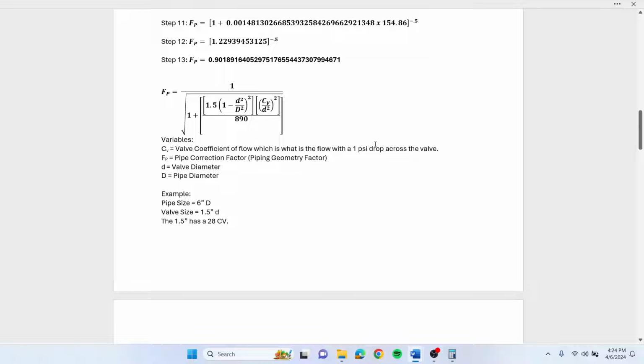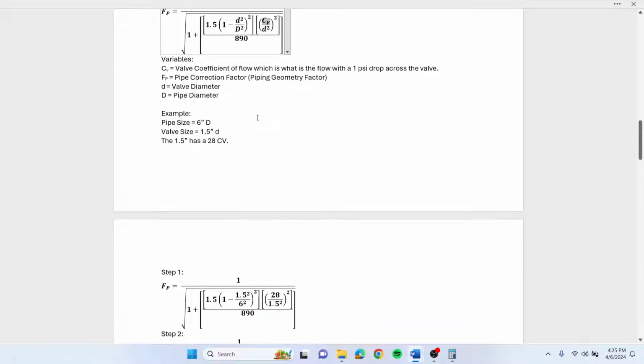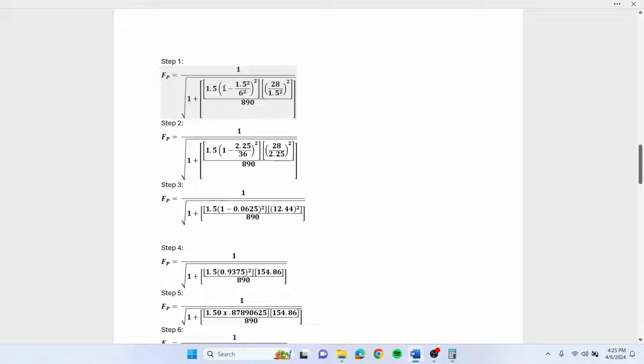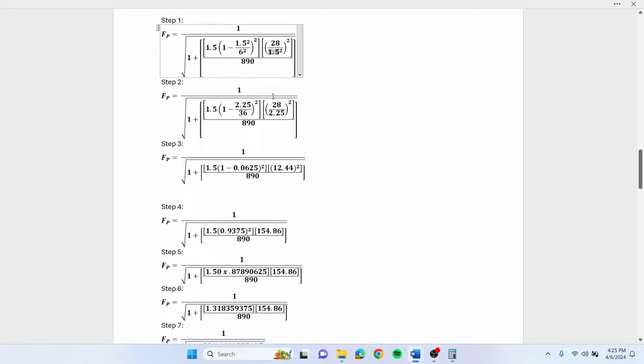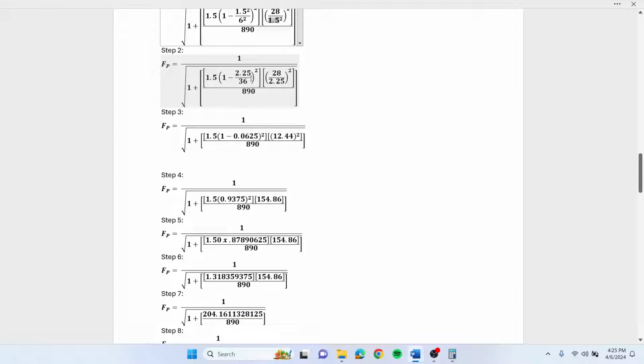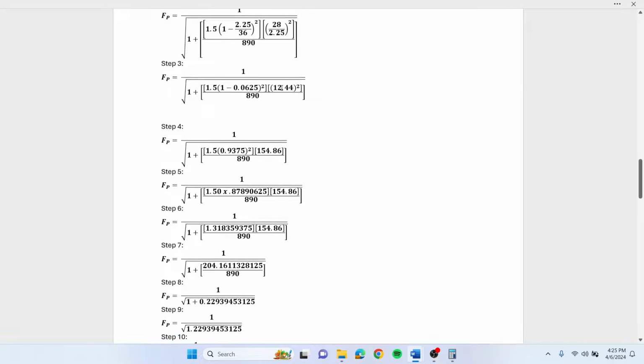If you use the other formula, we just plug in the information. So again, the lowercase d is just valve diameter. Uppercase D is your pipe diameter. Cv is what we figured out. So our step 1, we plug that into our equation. So we end up with 1.5, our valve diameter squared, divided by our pipe size squared, and 28 Cv divided by our valve size squared. So we'll focus down in here. That ends up being 2.25 divided by 36, and 28 divided by 2.25. We end up with 1 minus 0.0625.